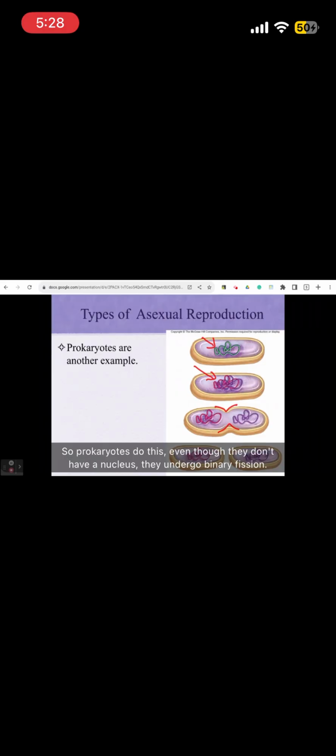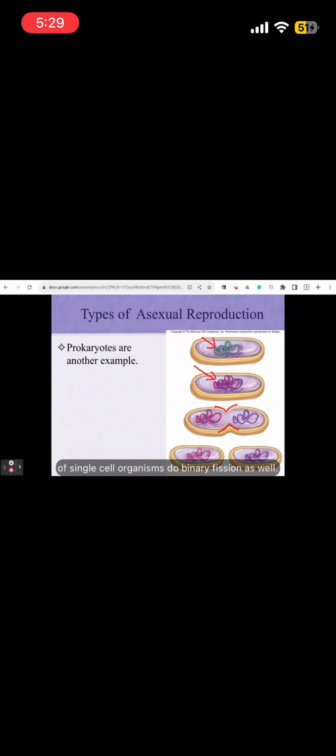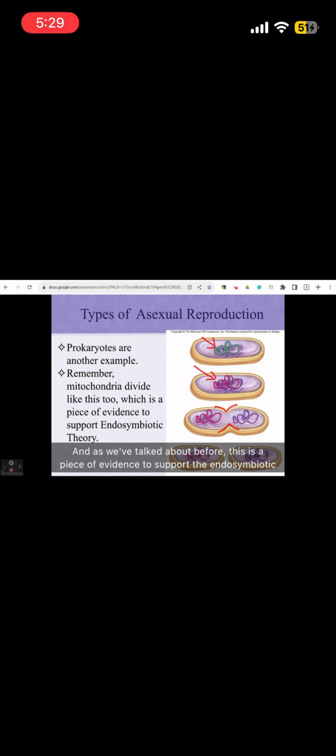So prokaryotes do this, even though they don't have a nucleus. They undergo binary fission, but there are some nucleated organisms, like you just saw in the previous slide. A lot of single-cell organisms do binary fission as well. The mitochondria in your cells divide like this. And as we've talked about before, this is a piece of evidence to support the endosymbiotic theory.